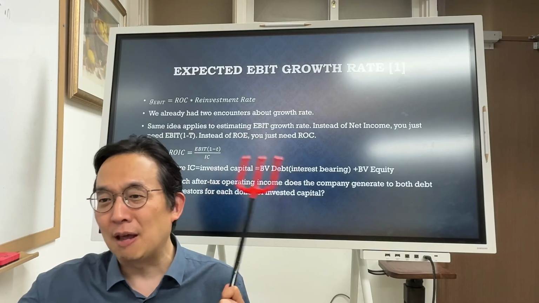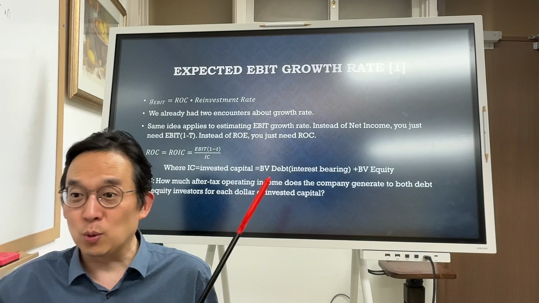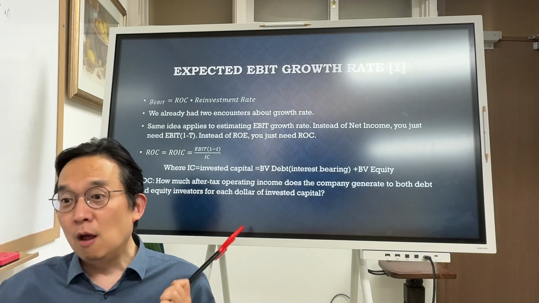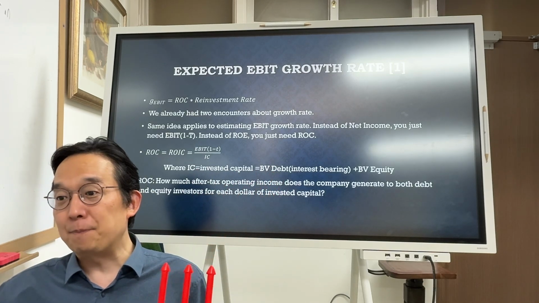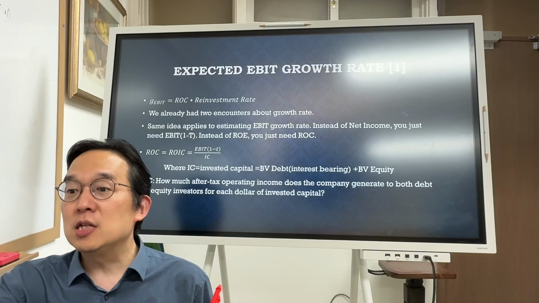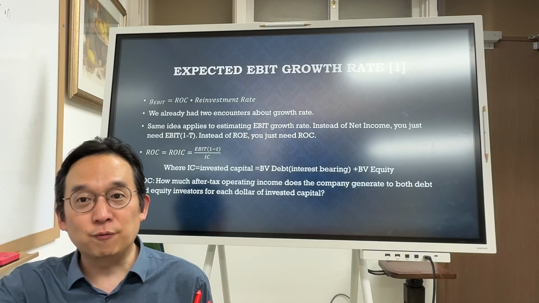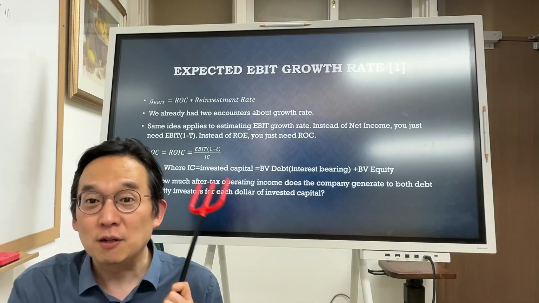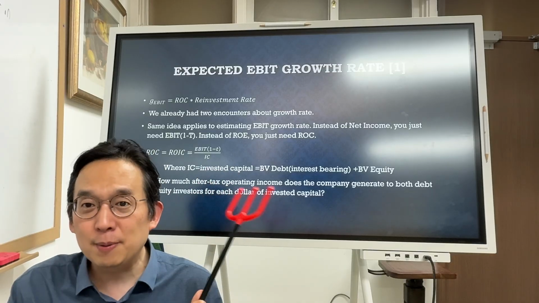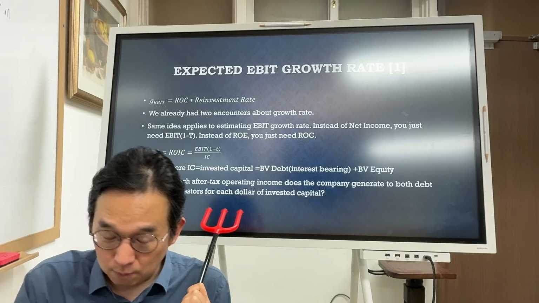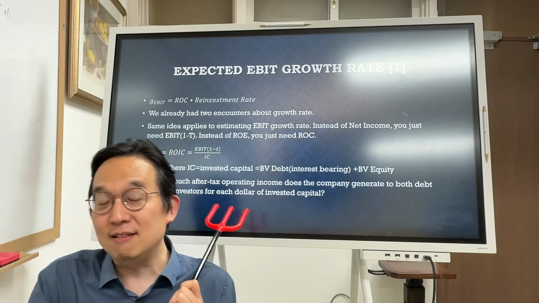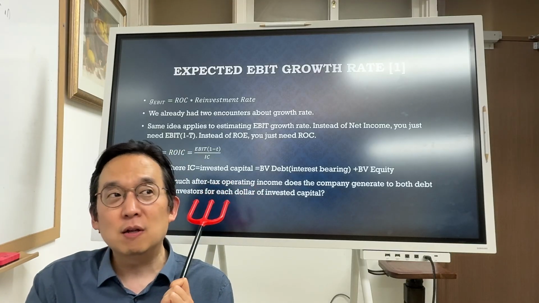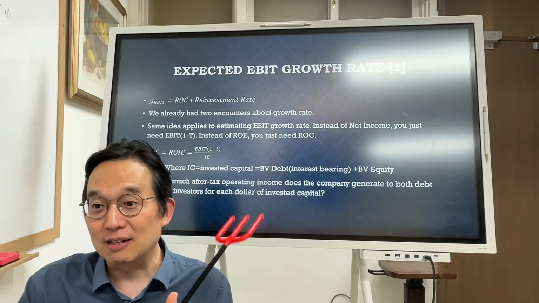The definition itself is EBIT times 1 minus marginal tax rate divided by invested capital, which is book value of debt plus book value of equity. But remember, book value of debt is only the financing part. Forget about notes, accounts payable, and deferred tax liabilities kind of things.